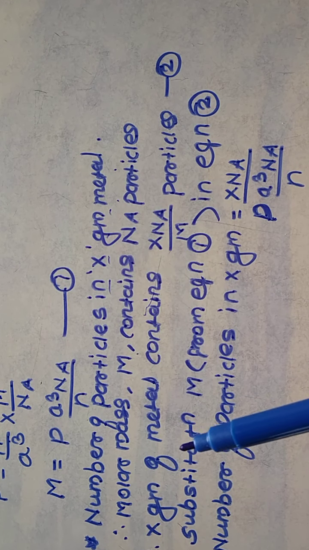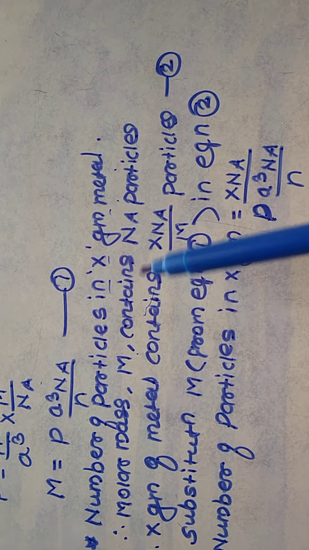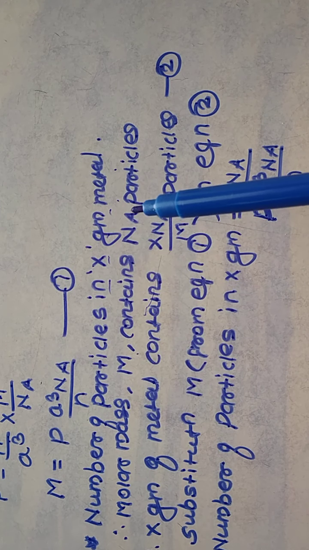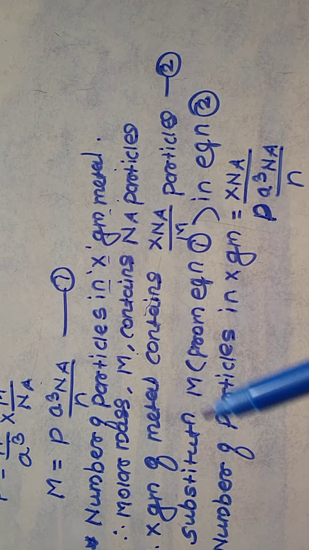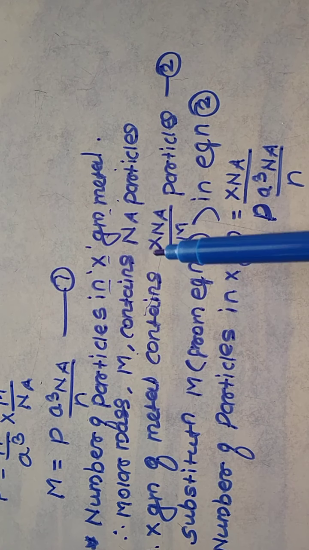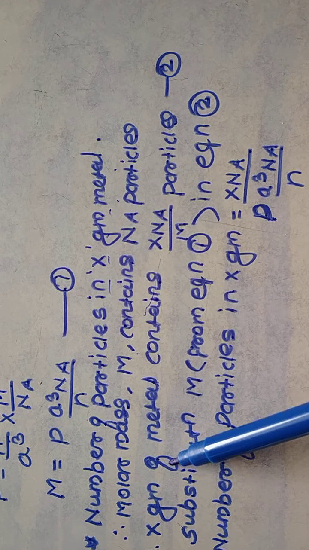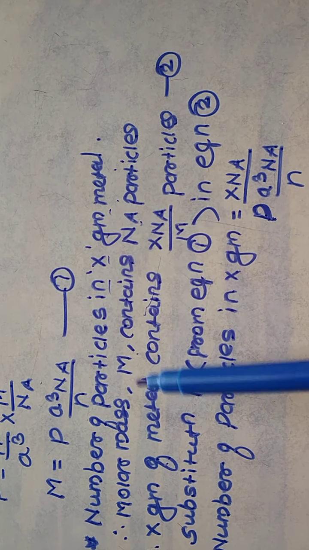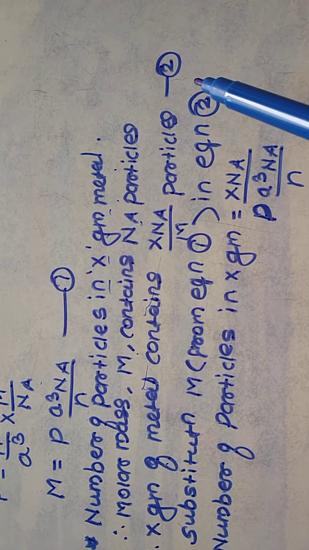Therefore, if molar mass M contains Avogadro's number of particles, then x gram of metal contains how many particles? You can simply cross multiply: x gram into Na divided by M. Okay, this is equation number 2.